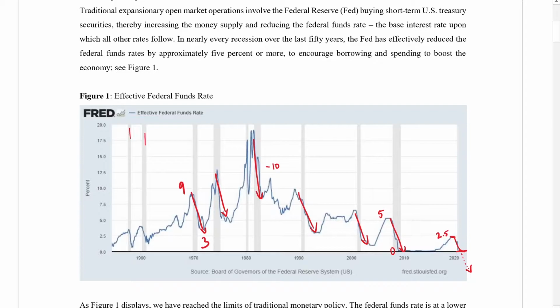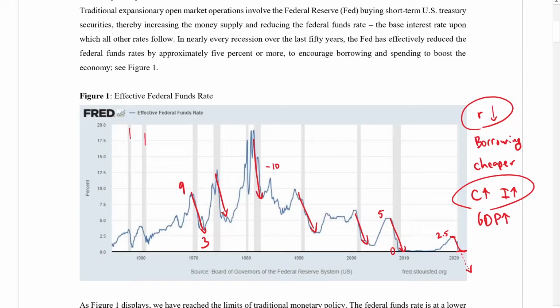Let me just point out the whole idea behind this interest rate thing. If R is the interest rate, the Federal Reserve pushes down the interest rate, so borrowing is now cheaper. A lower interest rate means it's cheaper to buy a house, and it's cheaper to buy a car with credit. So consumption goes up and investment goes up, and those are parts of GDP, so GDP goes up. That's this idea of monetary stimulus to prop up the economy when it's going poorly, by making it cheaper to borrow to increase two of those components of GDP.